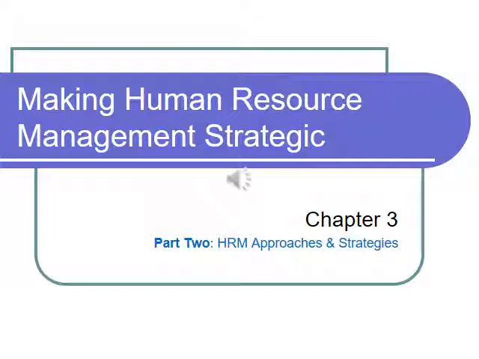Part 2 of chapter 3 is about human resource management approaches and strategies. In this part of the chapter, we'll try to focus on two famous approaches to human resource management: the universalistic approach and the contingency approach. We will compare between these approaches and introduce human resource management strategy.